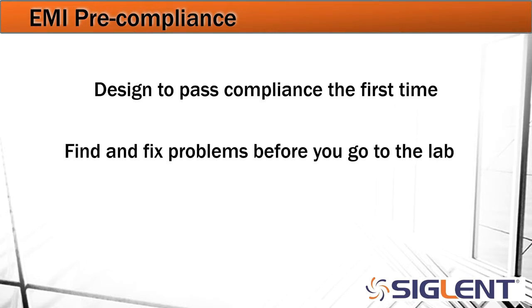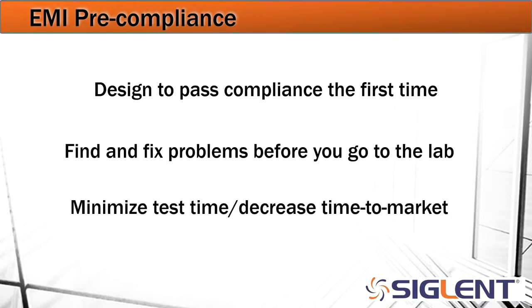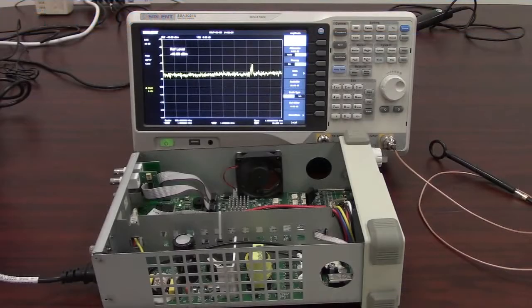We want you to find and fix problems before you even get to the lab. With a spectrum analyzer like the Siglent SSA3000X, you can do a lot of work and troubleshooting ahead of time, solve a lot of those easy to find problems, even some of the more difficult ones, before you ever even get to the lab. Have that all squared away and a very good understanding of where your EMI or your EMC output or footprint happens to be. And then finally, we want to minimize test time and decrease time to market, and a spectrum analyzer is definitely going to help you do that.